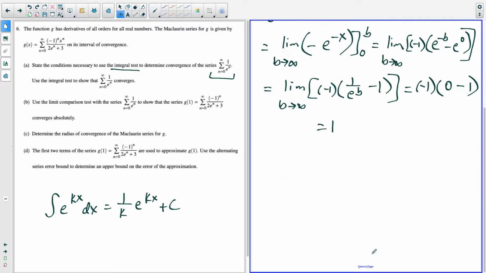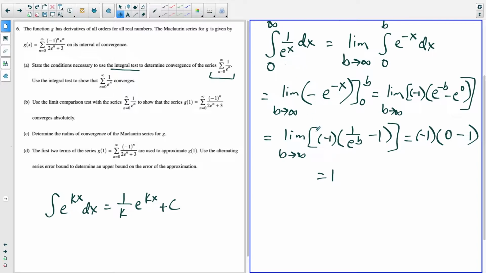What we should notice here is that the improper integral converges. If the improper integral converges, that tells us by the integral test that the corresponding series is going to converge as well.